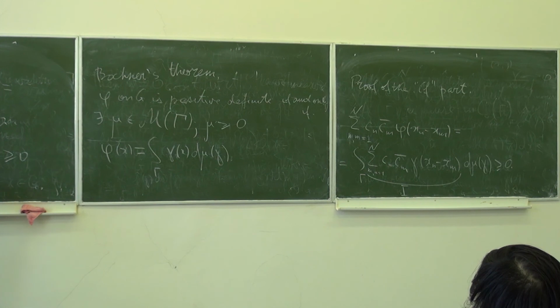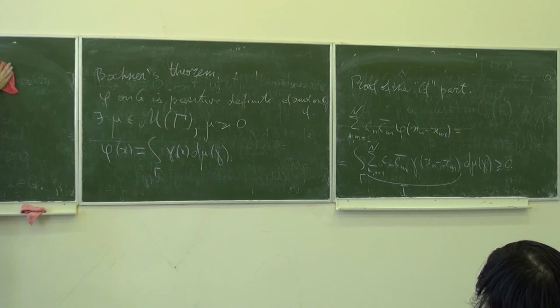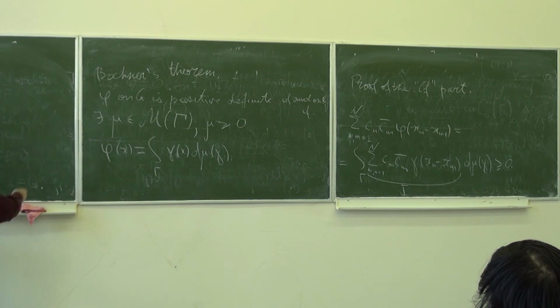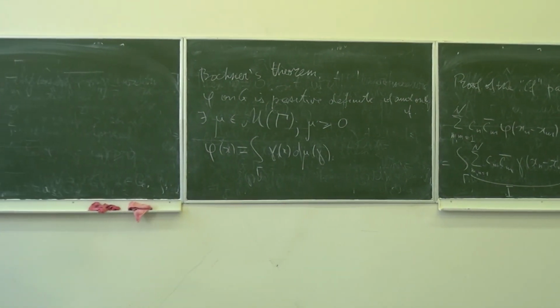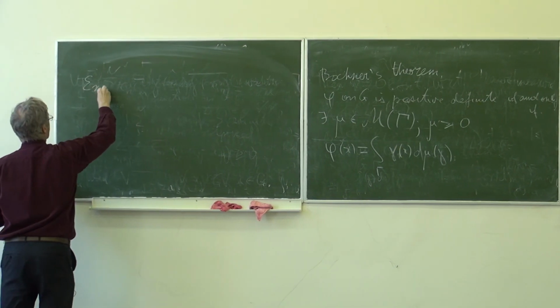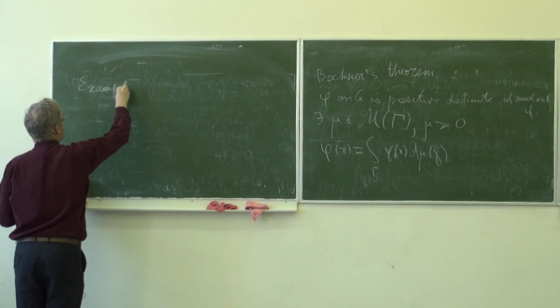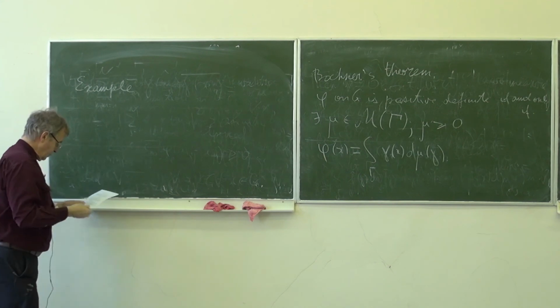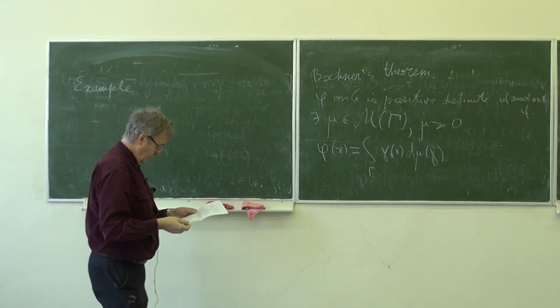And what will be quite useful when we shall prove the inversion formula is the following example, which is irrelevant to characters. What is interesting here is that it's irrelevant to characters and to this representation. It is independent of all that. So example, but this example will be very important for what follows.